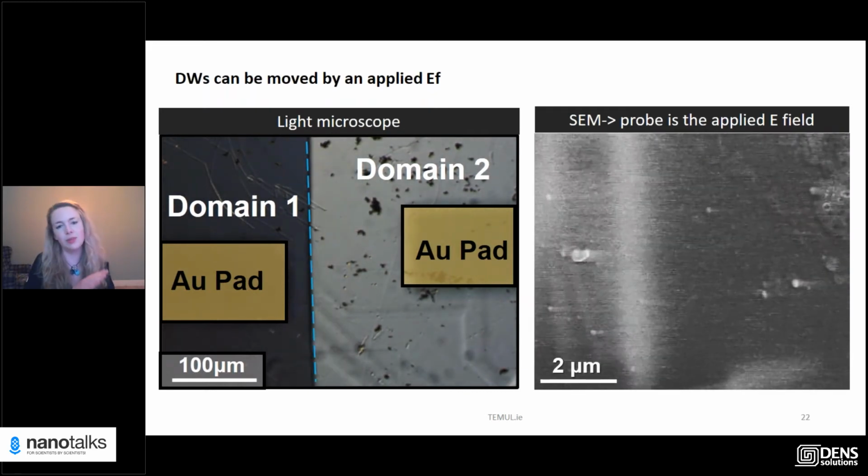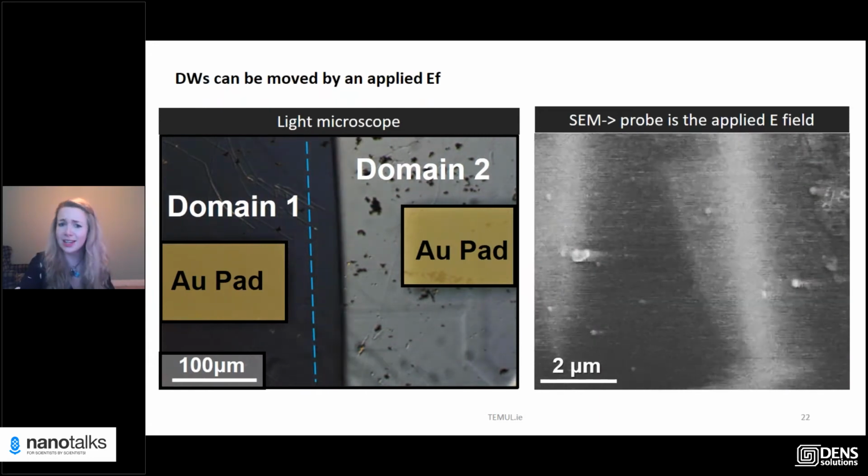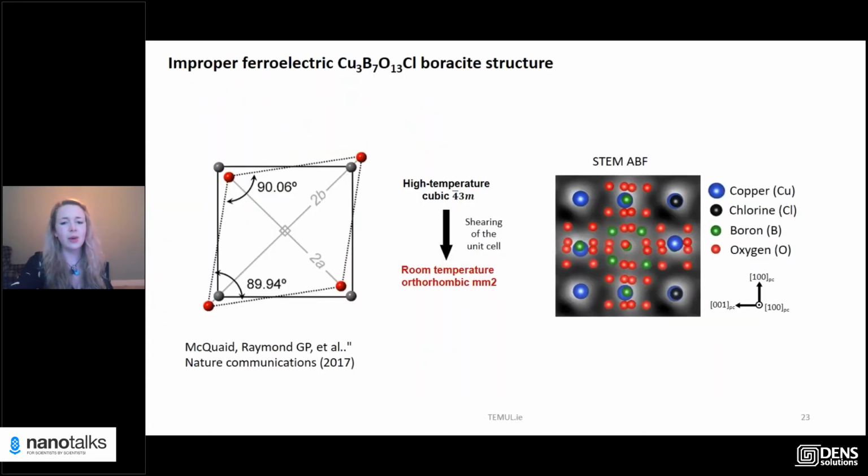Then also with that, you're able to move those domain walls really easily, which is very unusual, not expected at all. Okay, so I'll get back to why that's interesting about the moving walls in terms of the electron beam. But first, to talk about the material.